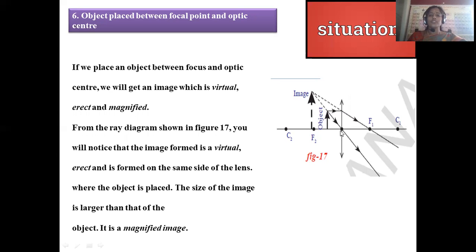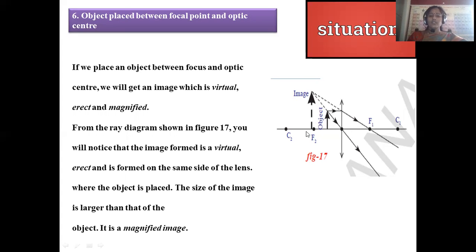The object is kept very close to the optical center, within the focal point. Here the center of curvature is there, here the focal point is there, and we kept the object away from the focal point, very near to the optical center. This is condition number 6: object placed between the focal point and the optical center. The object generates two light rays, they move and are refracted, and the image will be generated.